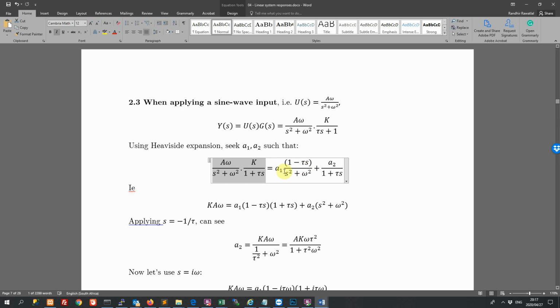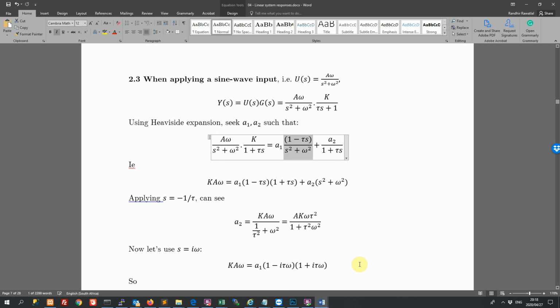So our tendency might be to say, well, take A1 over s squared plus omega squared plus A2 over 1 plus tau s. And I do invite you to pause this video and try and do it that way. And you'll find that it becomes quite difficult to find A1 and A2 that make that true in a compact way. It's hard to do that without getting imaginary numbers in A1 and A2. But instead, if you use this form, you can show quite nicely that it simplifies to the form below.